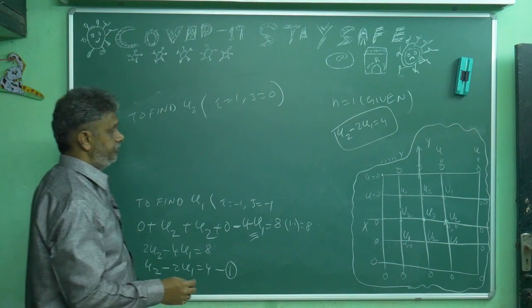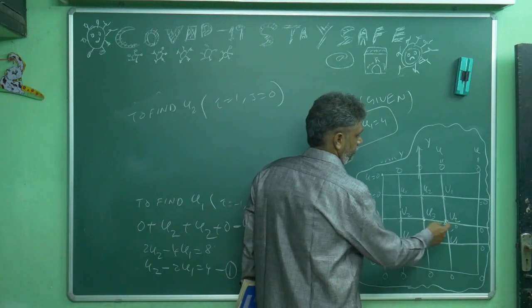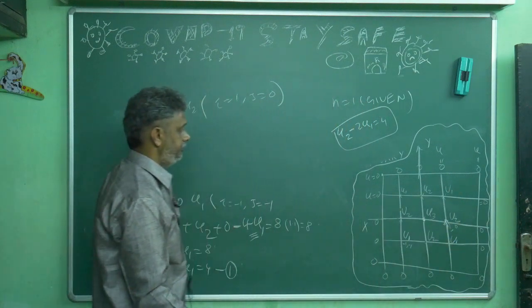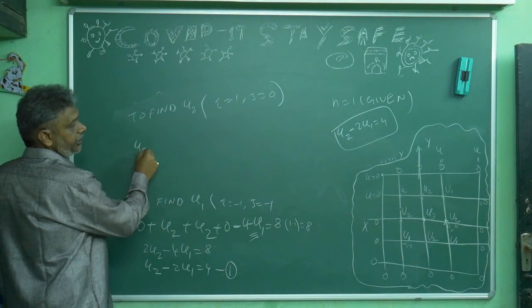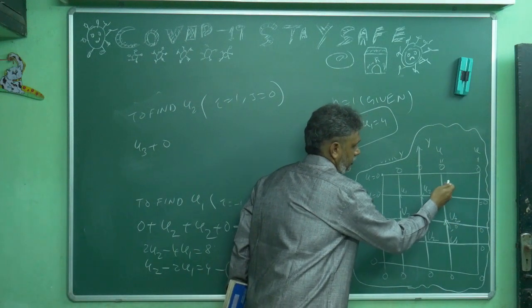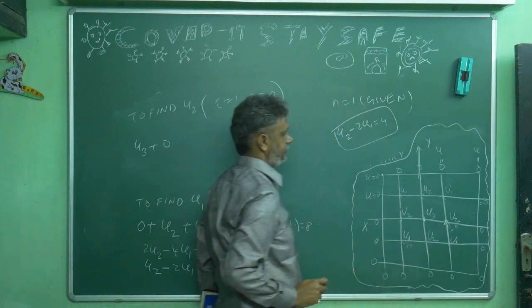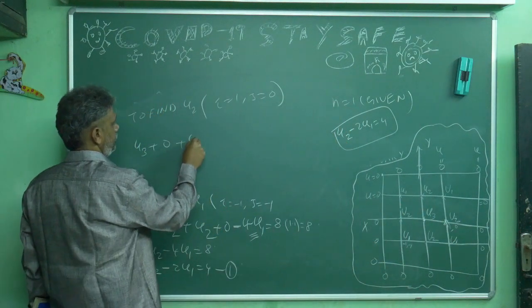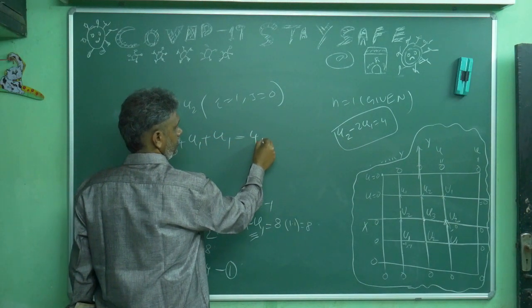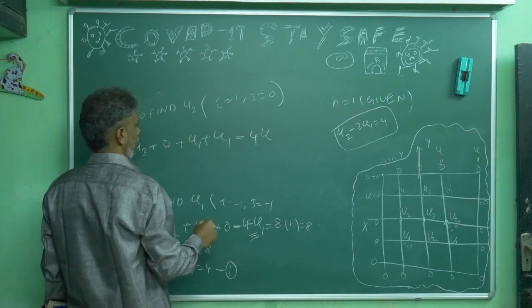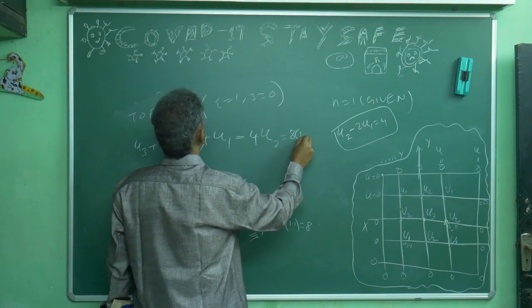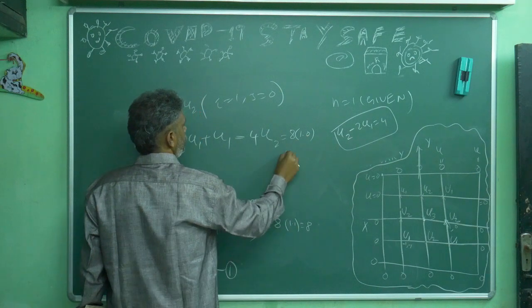Now substitute. Here no need to substitute it, but the formula is what? u2, how I will write, tell? u3 plus 0, this fellow plus this fellow, this fellow plus this fellow, minus 4 of this. u3 plus 0 plus u1 plus u1 minus 4u2. Correct or not? Yes, 4u2 is equal to 8 into i is 1, j is what? 0. Anything into 0 is 0.